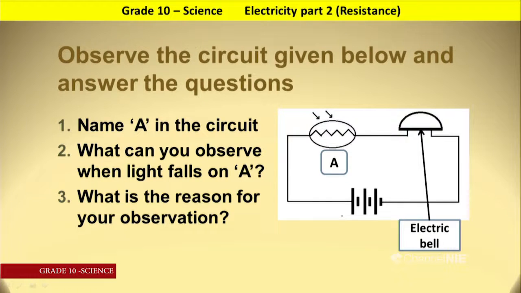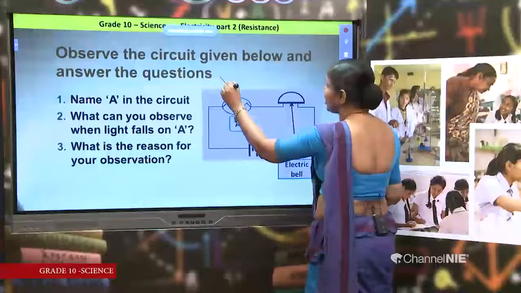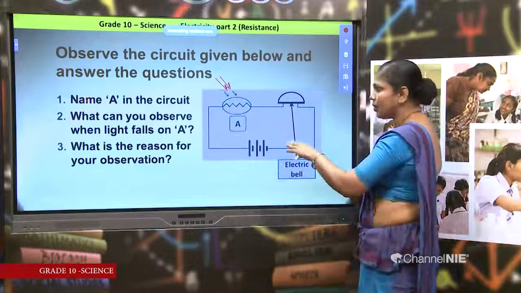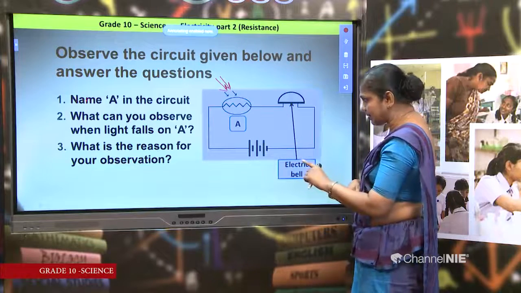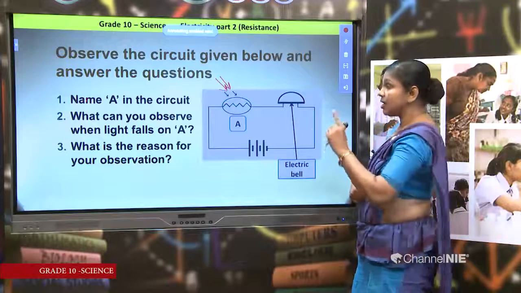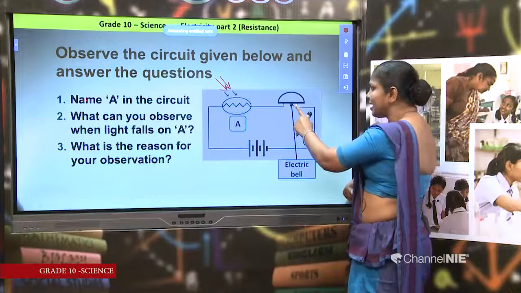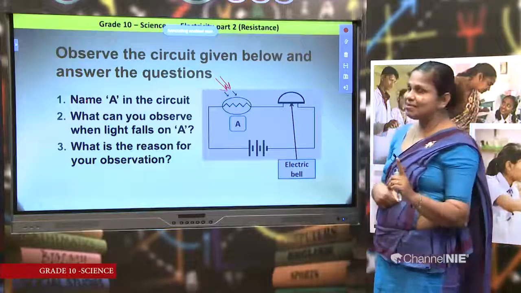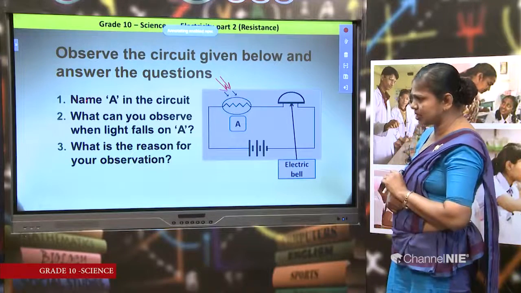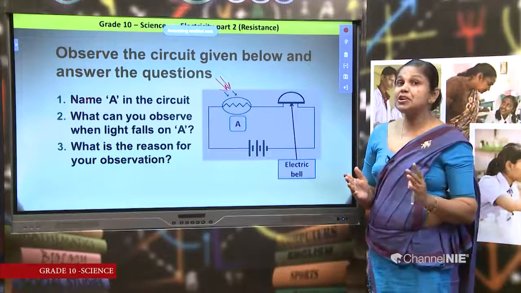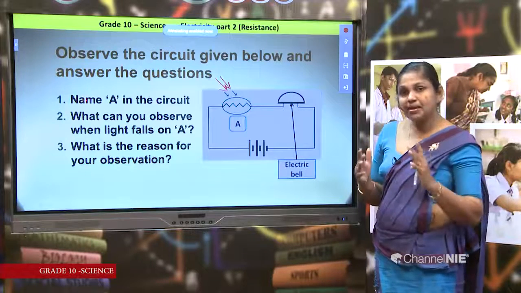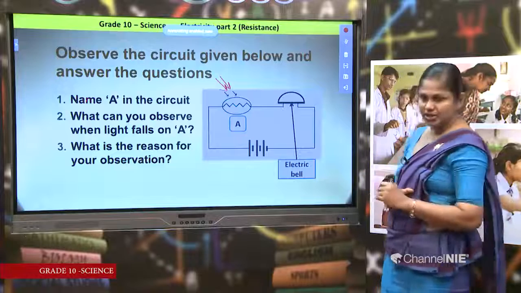When bright light falls on A, children, you know that resistance decreases and a current flow starts through the circuit. Due to the flow of current, this is an electric bell, children, then this bell must work, right? Then what should be the observation? The bell produces a sound, the bell rings. Third question.